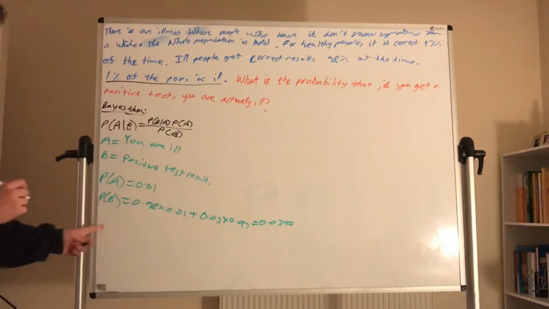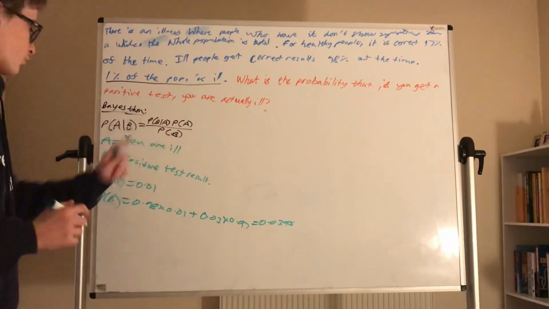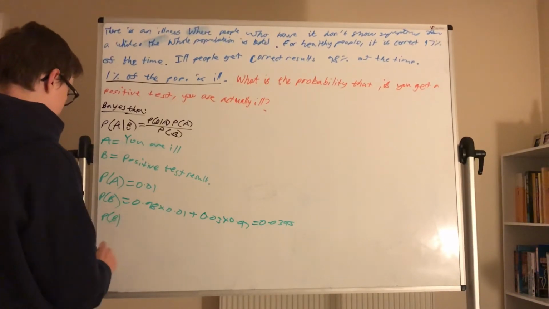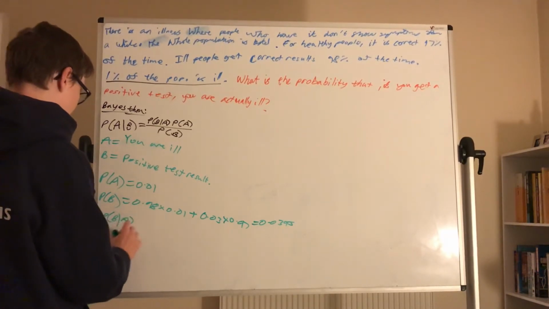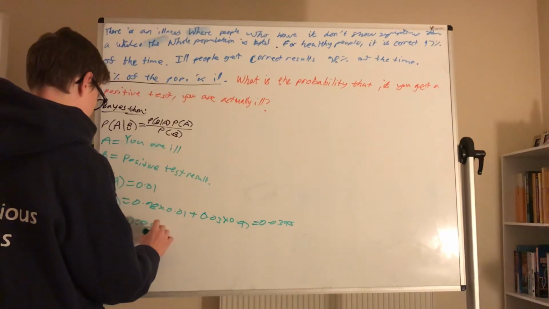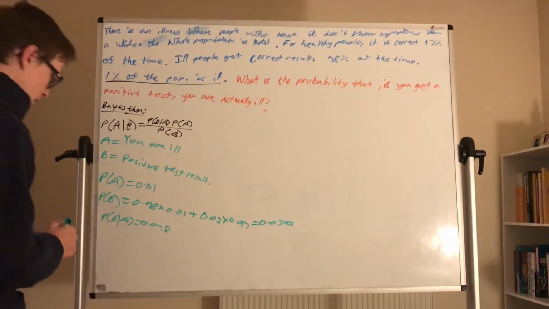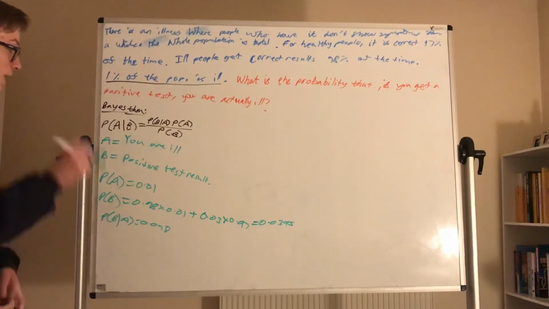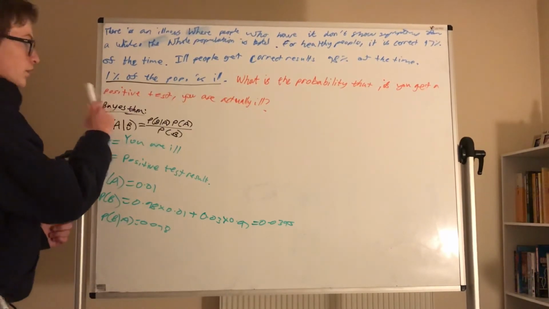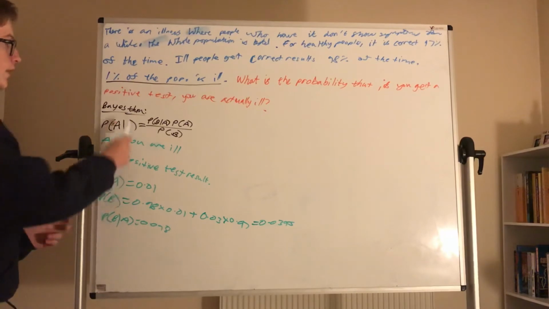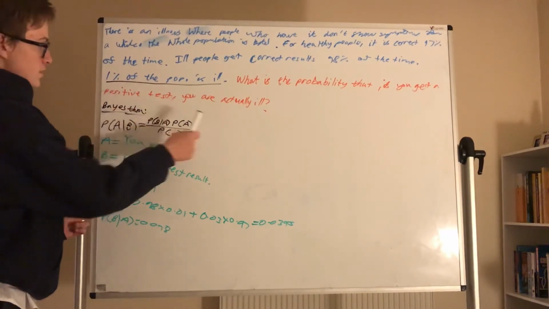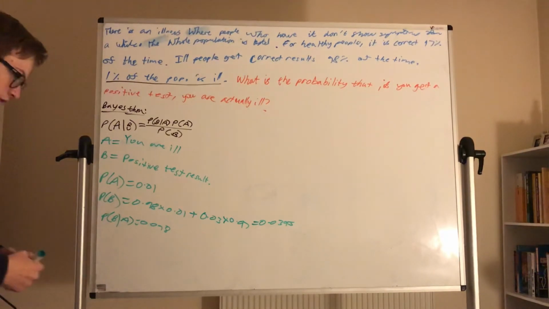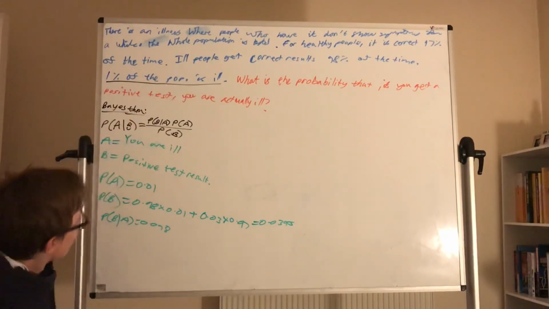And so, the probability that you get a positive test result when you're ill is 0.98. So, look, we have this, we have this, we have this. Now we're ready to find the probability that you are ill, given that you have a positive test result. So let's just find it out.